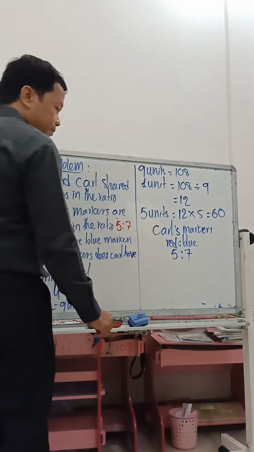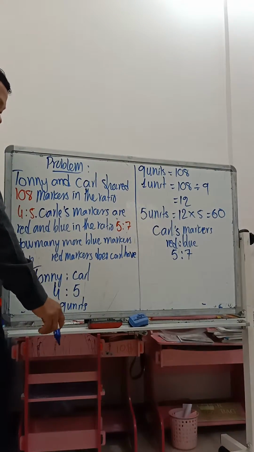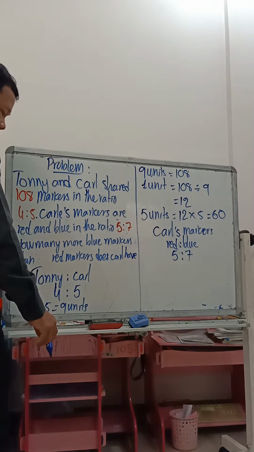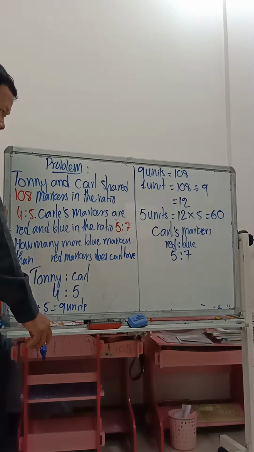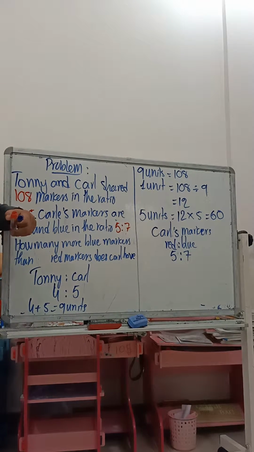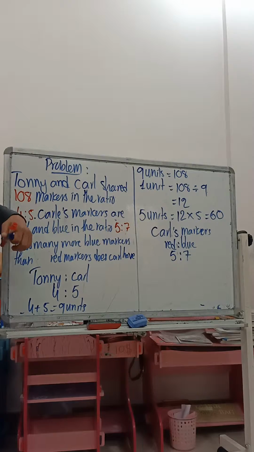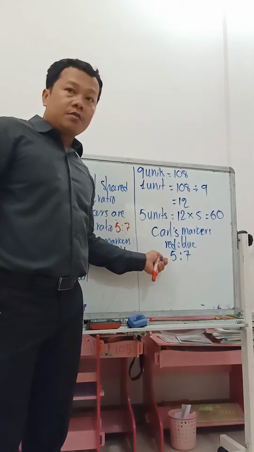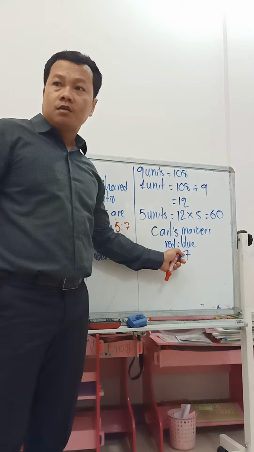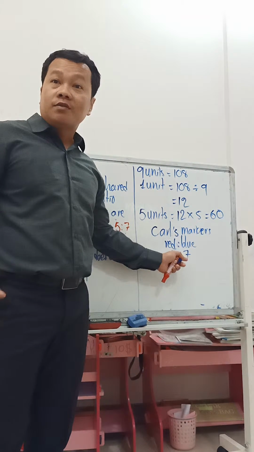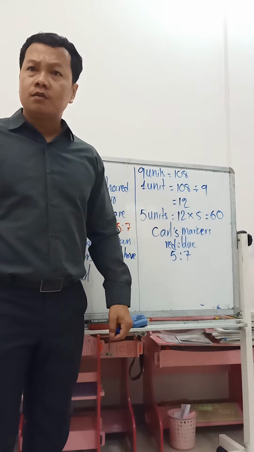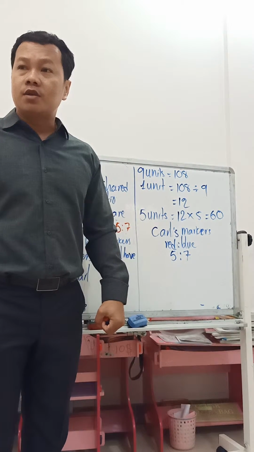And what is the question? How many more blue markers than red markers does Carl have? Red has how many units? 5. Blue has how many units? 7. So how many units more? 2. 2 units more than red, right? Yes. 2 units for what?